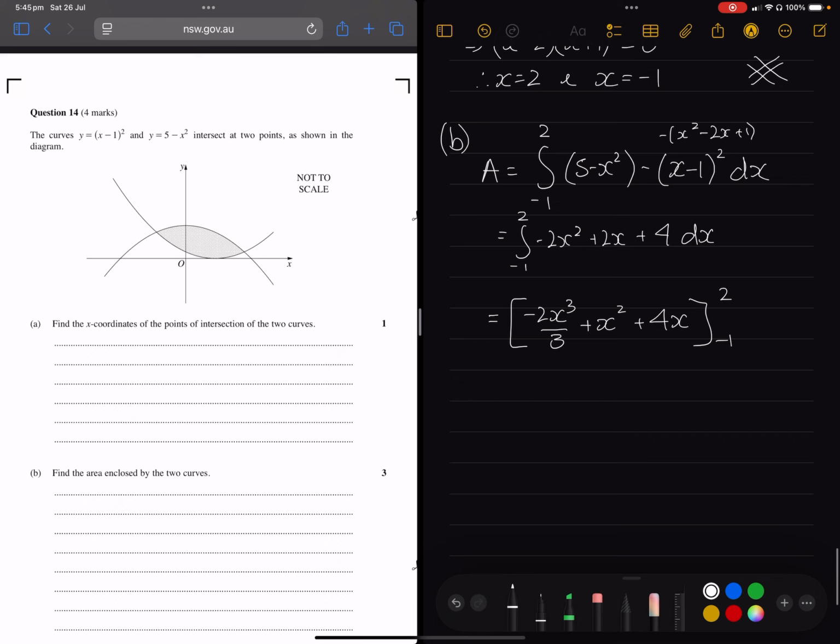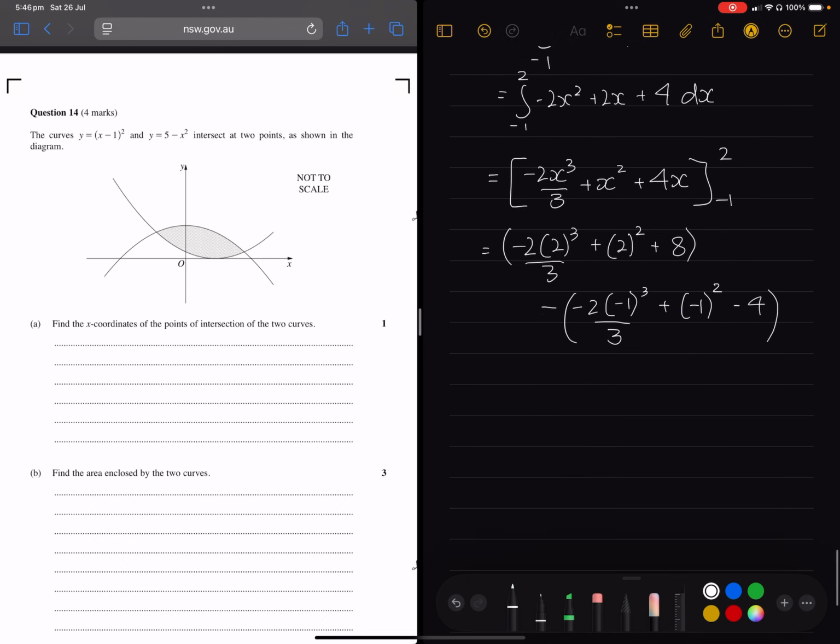Now be careful with the minus 1 evaluation. So we do the 2 evaluation first. Minus 2 times 2 cubed on 3 plus 2 squared plus 4 times 2, well, that's 8. All minus: minus 2 times minus 1 cubed on 3 plus minus 1 squared plus 4 times minus 1, which is minus 4. Now we want to simplify all of this into a single expression.